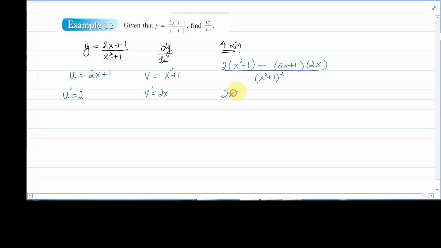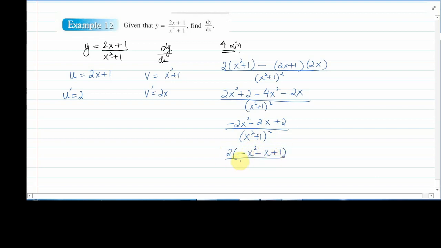Expand the brackets: 2x² + 2 − 2x multiplied by 2x leads to 4x² − 2x, divided by (x² + 1) whole square, right? So now it will be 2x² − 4x² is −2x² − 2x + 2, divided by (x² + 1) whole square. From the numerator you can take 2 common here. So if I take 2 common, the leftover part is −x² − x + 1, divided by (x² + 1) whole square.